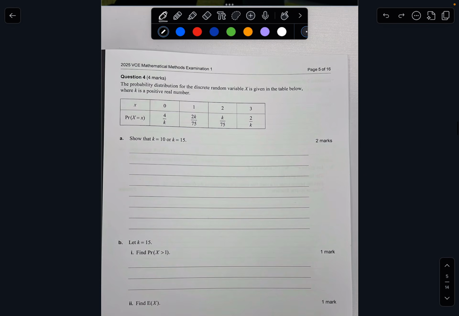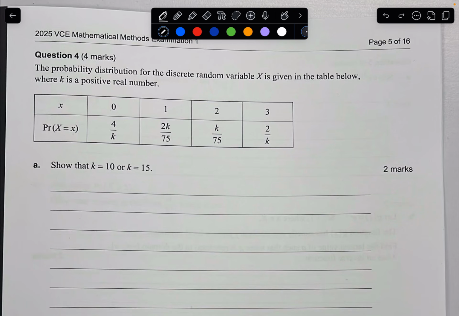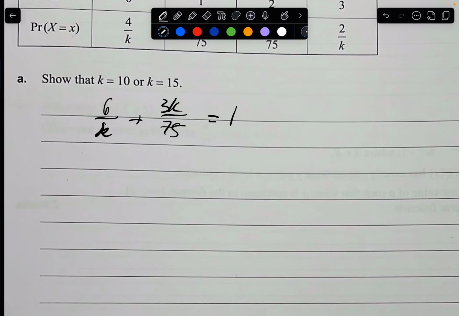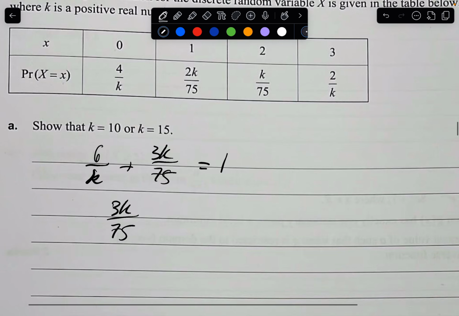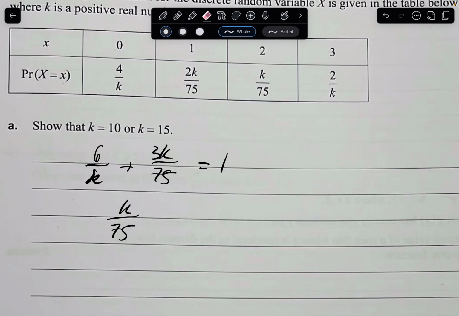Show that k is 10 or k is 15. So all of these added together. So 2k on 75 plus k on 75 will give 3k on 75. Plus 2k, so that would be 6 over k. That's equal to 1. And then 3k on 75, you can also simplify that to be k on 25 is equal to 1 minus 6 over k, which is k minus 6 over k.